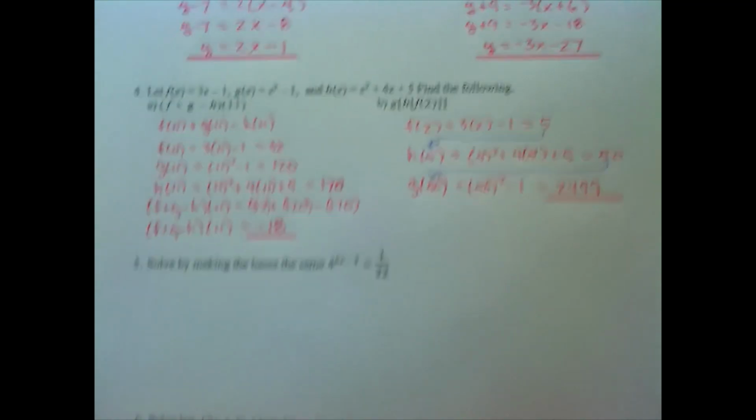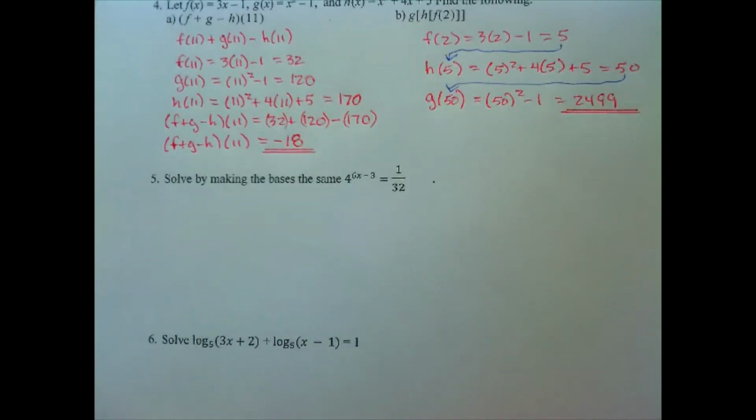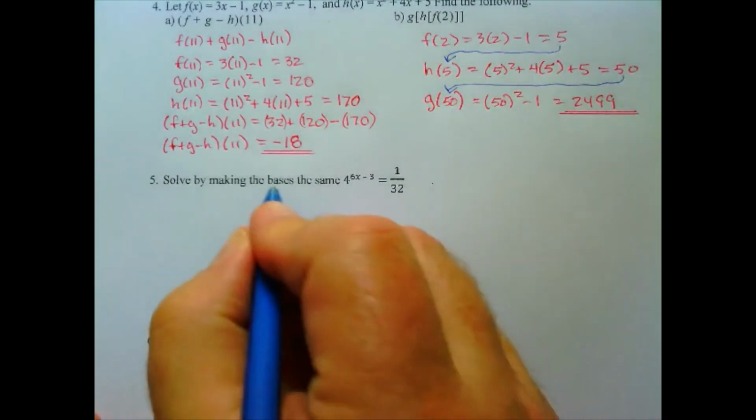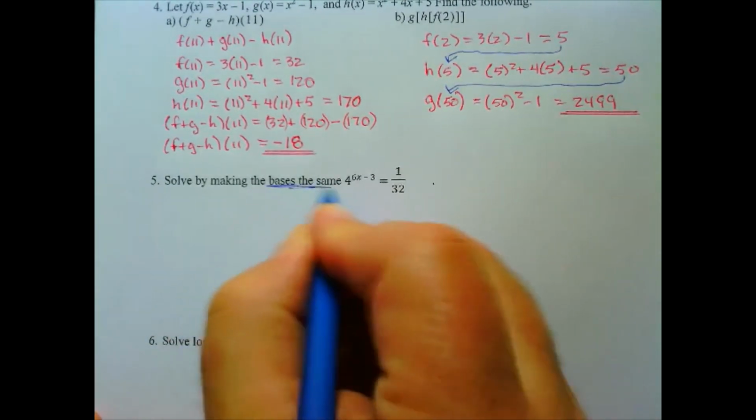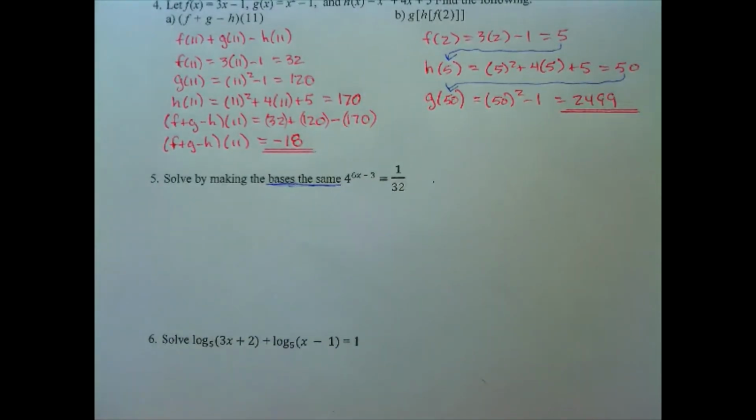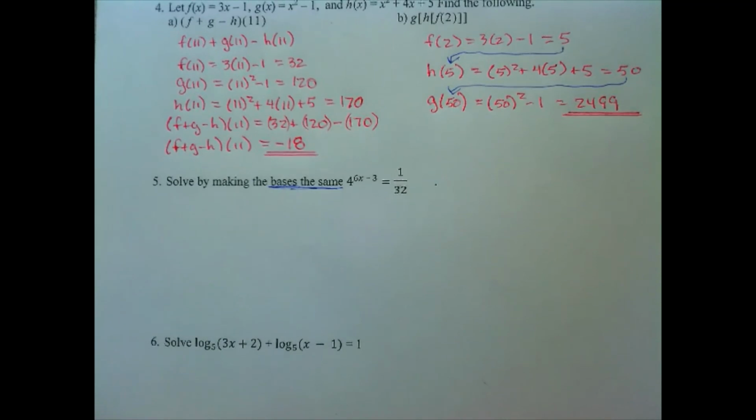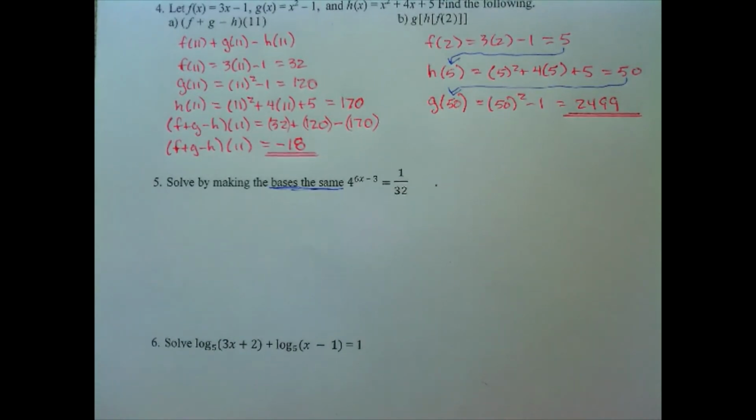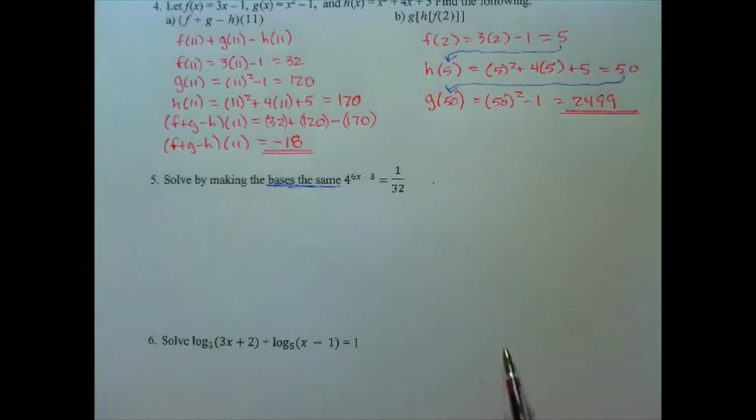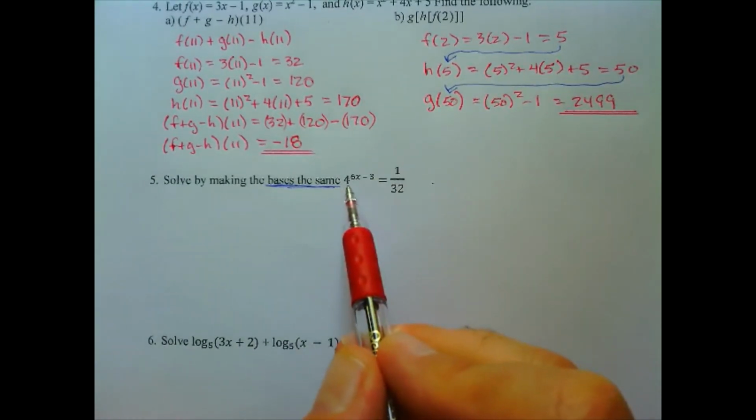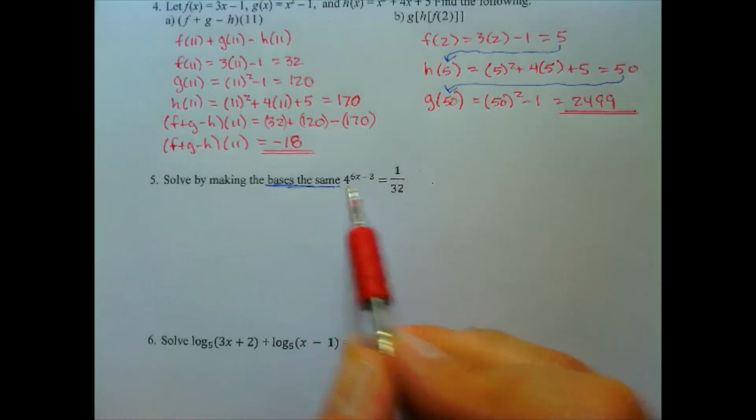Alright, problem 5, we want to solve this by making the bases the same. Now, please note, there are several different ways to do this, but when you are actually instructed to do things a certain way, then that's what you have to show in your work. Even if you have the right answer, if you have not shown it the way you're supposed to, then that would be a problem. So, here I have 4. Here I have 32.